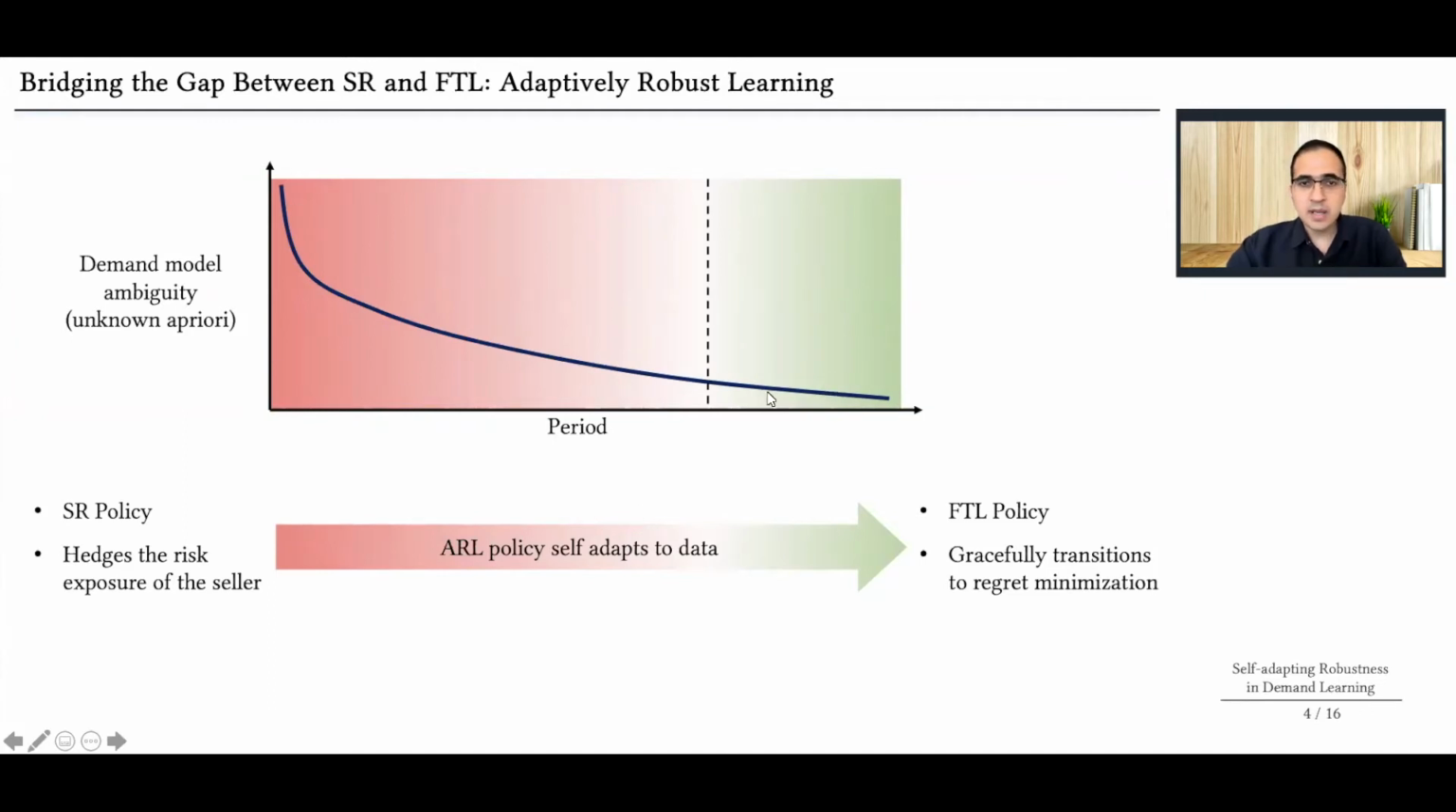On the x-axis, I have periods, and on the y-axis, we have the demand model ambiguity. As time progresses, demand ambiguity decreases, and at some point, we observe enough data points where we can identify the true demand parameter theta naught. The ARL policy self-adapts to data in the sense that it hedges the risk exposure of the seller when we are in the red region with high demand ambiguity, and it gracefully transitions to regret minimization when we have low demand ambiguity.